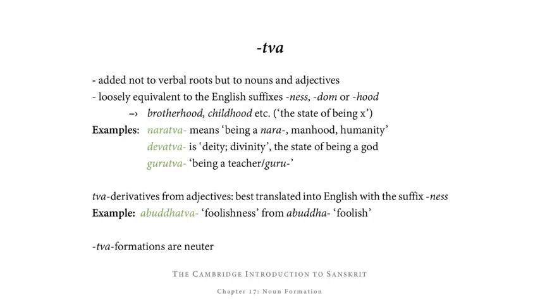Twa derivatives on the basis of adjectives are best translated into English with the suffix ness. So, for example, from abuddha, meaning foolish, we get abuddhatwa, foolishness. Twa formations, or rather nouns formed by means of adding twa, are neuter.